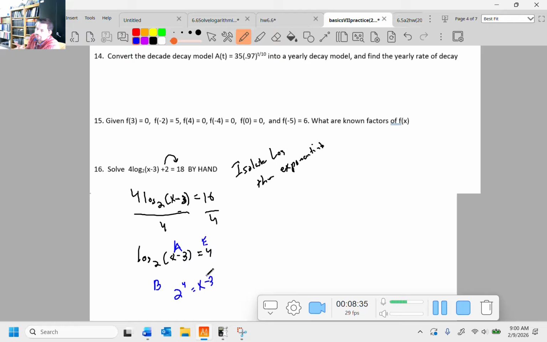Now 2 to the 4th, last I checked, was 16. 2 times 2 is 4, times 2 is 8, times 2 is 16. So 16 equals x minus 3, and then just add 3 and you're done. 19 is x. Easy peasy lemon squeezy.